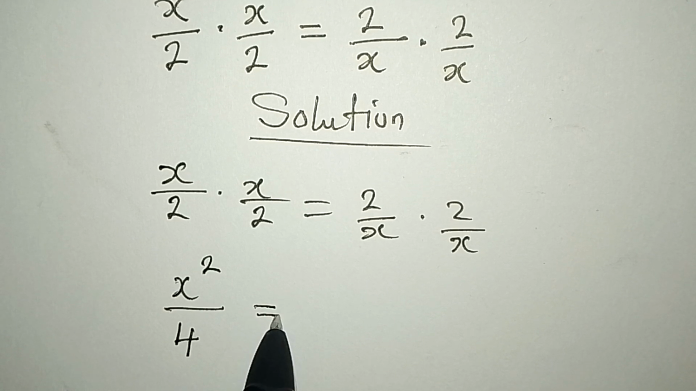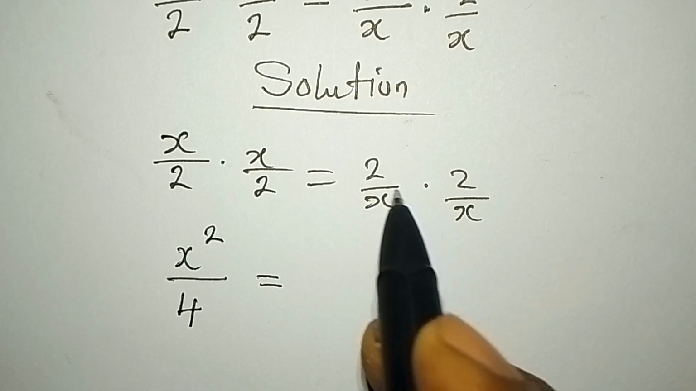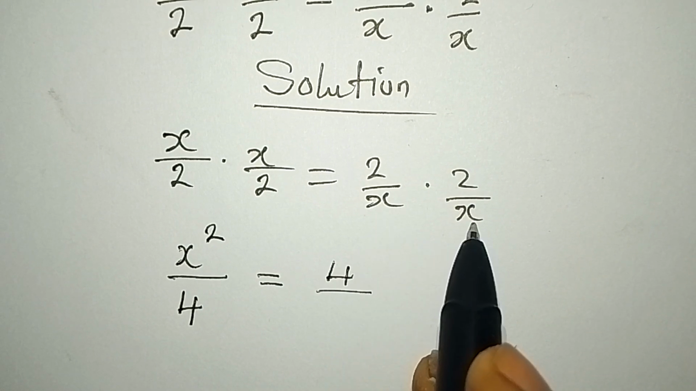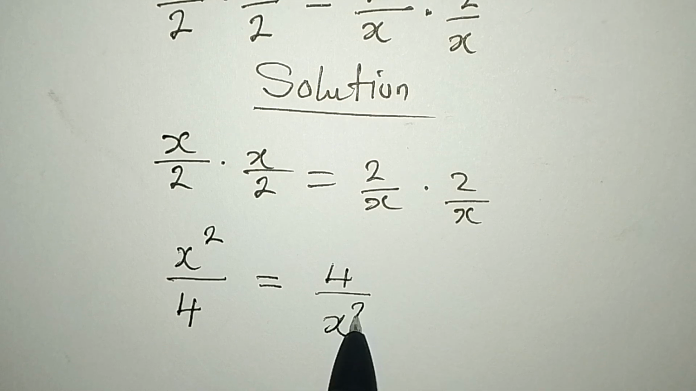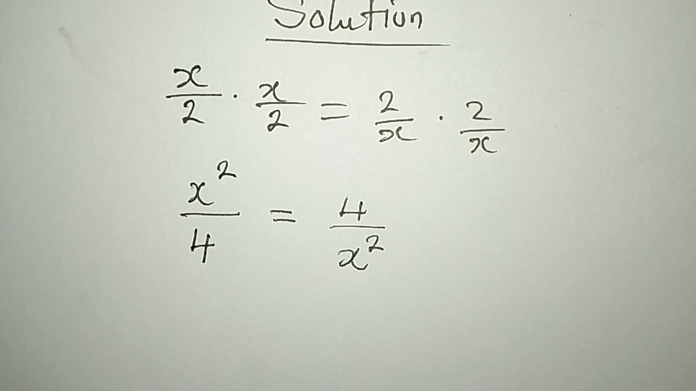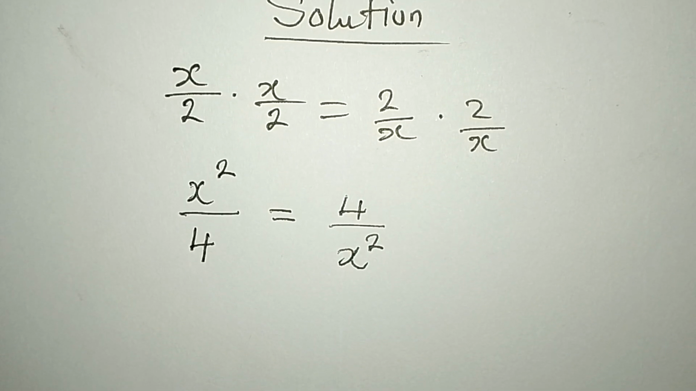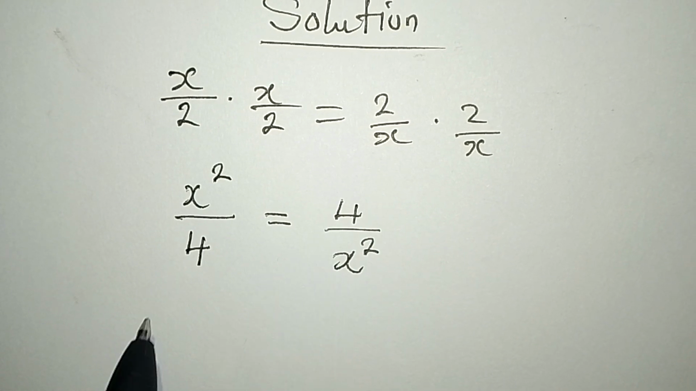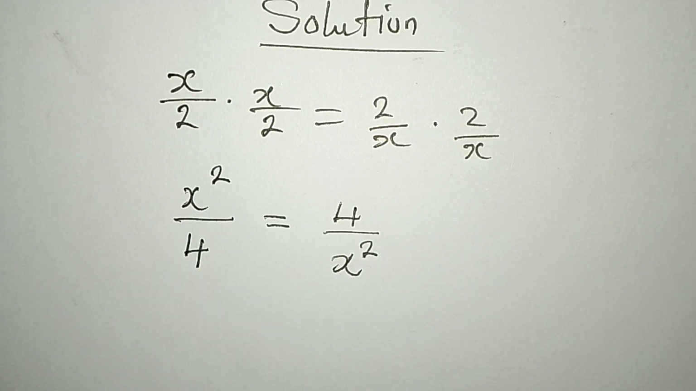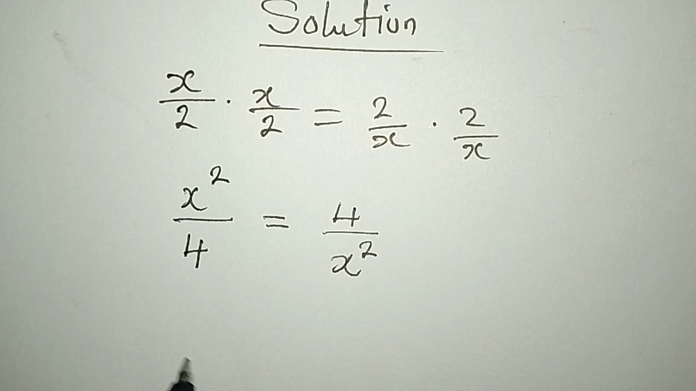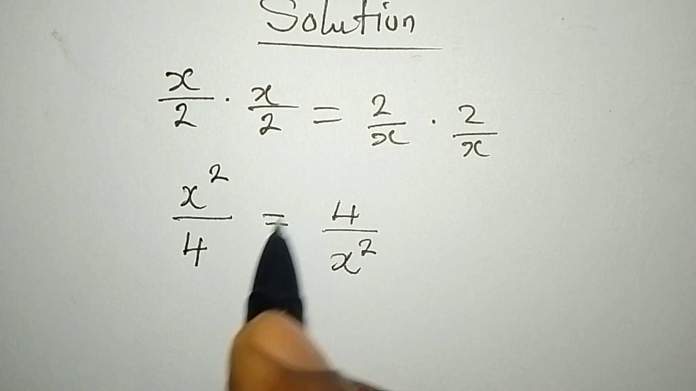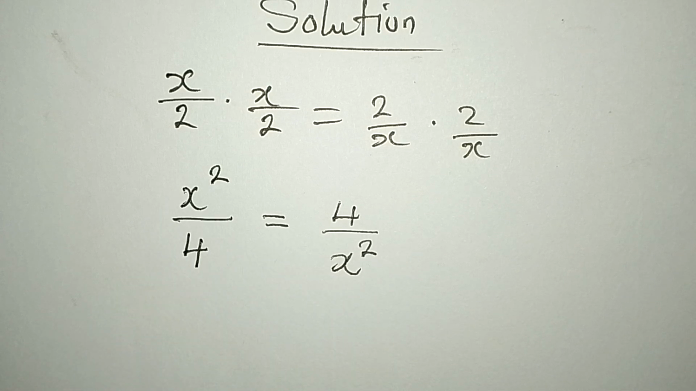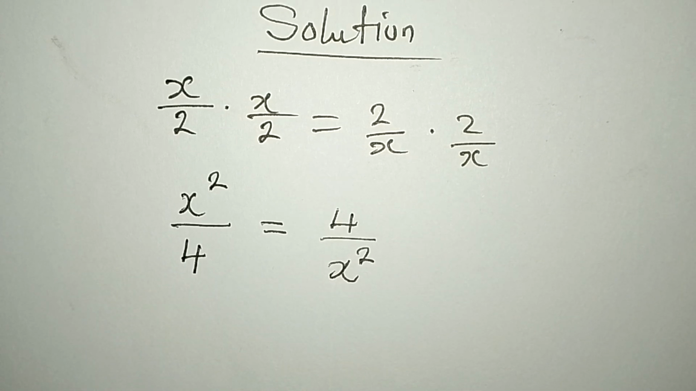And this will be equal to 2 multiplied by 2, which gives us another 4, over x multiplied by x, which gives us x to the power of 2. And in this case, what do we do? Some persons may say that this should cancel that, but that would be wrong. You can only cancel if you are to multiply them, but this means this and this are equal, so you cannot cancel.